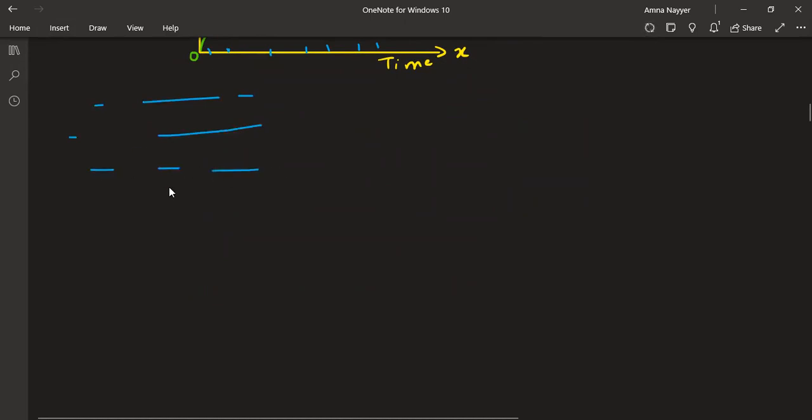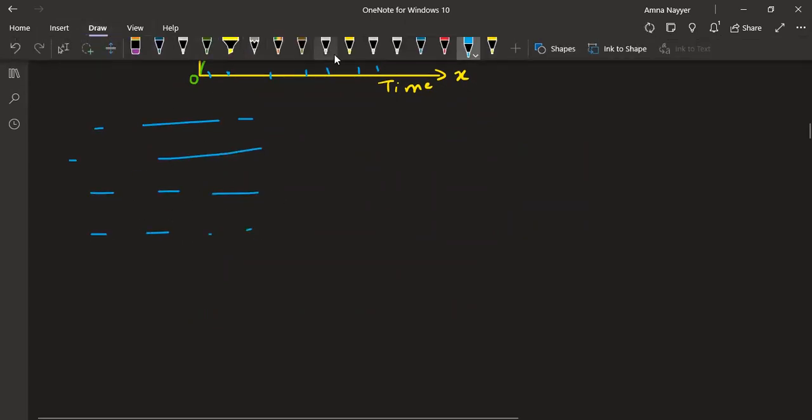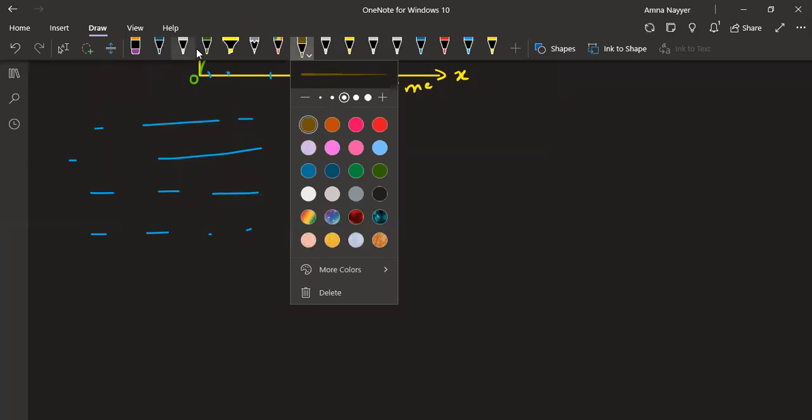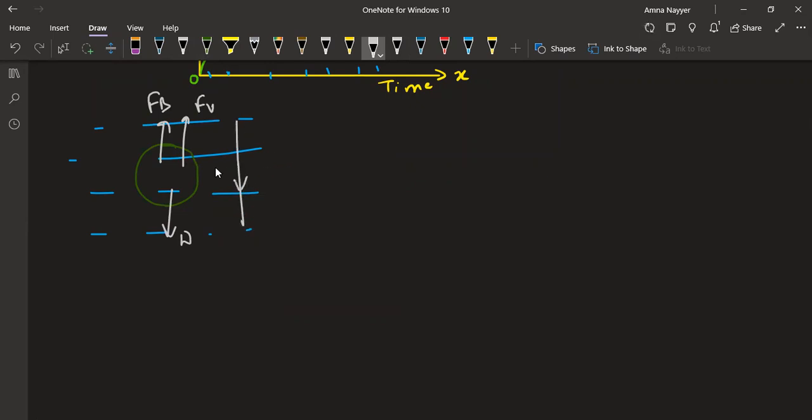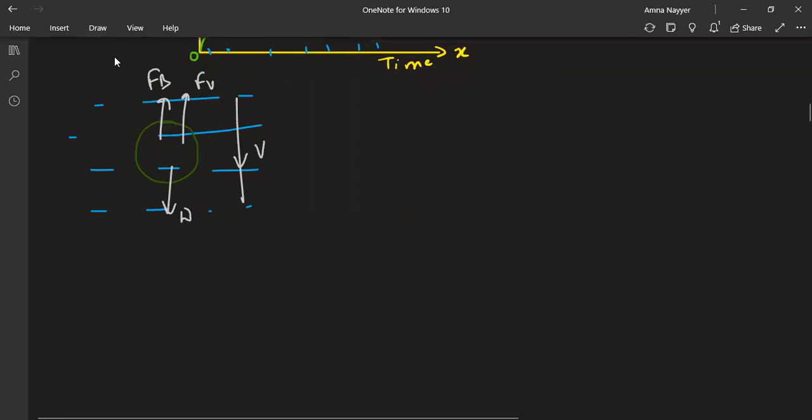See, in a fluid, let's say I have taken a ball. In this, you have an upwards direction, buoyant force and viscous force occurring. In the downwards direction, weight. Why is viscous force acting upwards? Because I have taken velocity downwards. Now see, net force will be what? Add all the upward forces, subtract it from the downward force.